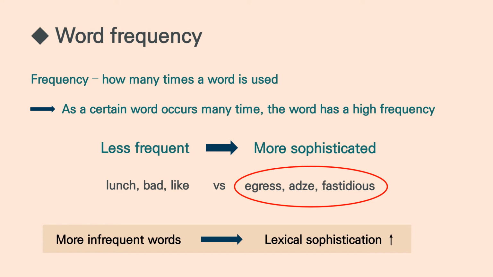Frequency of a certain word is related to how many times a word is used in language. As a certain word occurs many times, the word has a higher frequency. In terms of lexical sophistication, less frequent words are considered more sophisticated. For example, compared to words such as lunch, bed, like, the words such as egress, as, fastidious are less frequent and thus are considered more sophisticated. Texts which contain more infrequent words are judged to have a higher level of lexical sophistication.